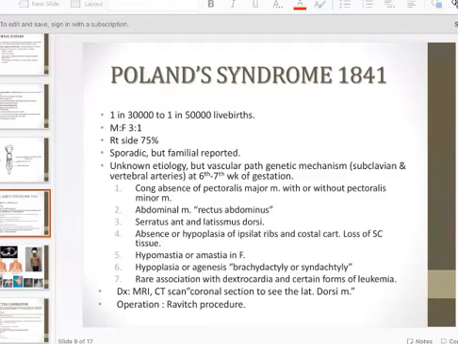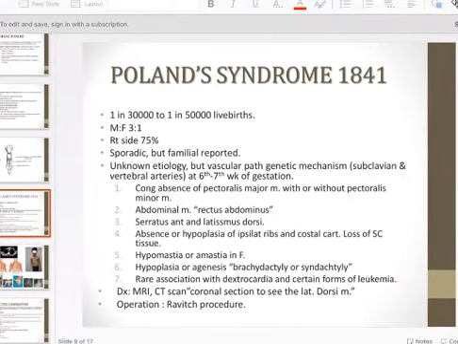And beside that, in the female there is hypomastia or amastia, meaning the breast is small in growth or absent. And also beside we have hypoplasia or agenesis of the hand, either brachydactyly or syndactyly. Syndactyly means the fingers are fused together. Brachydactyly means the fingers are fewer in number, less than 5. This is rarely associated with dextrocardia and certain forms of leukemia.